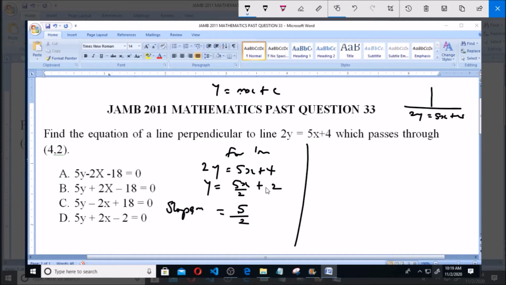Now we've gotten the slope for the straight line, because this is the equation of the straight line. Since we have the slope of the straight line, from this slope we can get the slope of the perpendicular line. Now for the perpendicular line, we can now say that the slope of the perpendicular line, now let it be m1, since the slope of the straight line is m. So we can now say that m1 is equal to minus 1 all over m. Minus 1 over m. And the m is the slope of the straight line, which is 5 over 2.